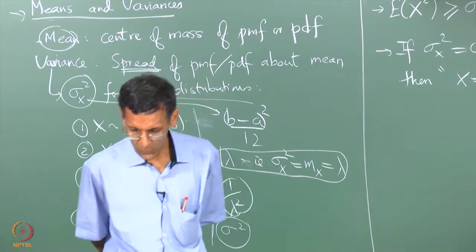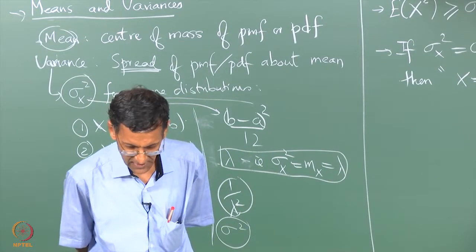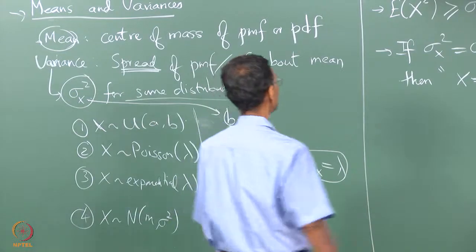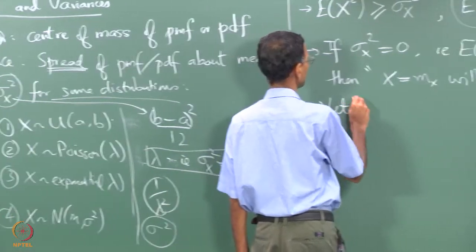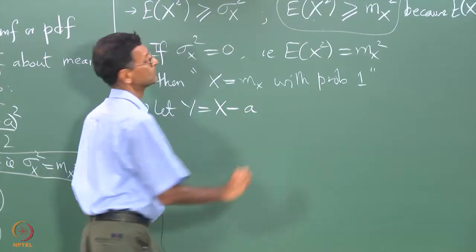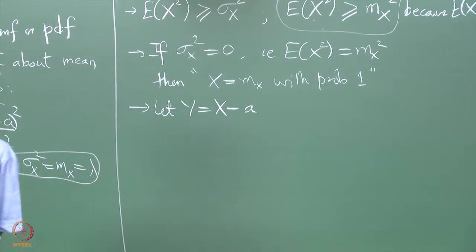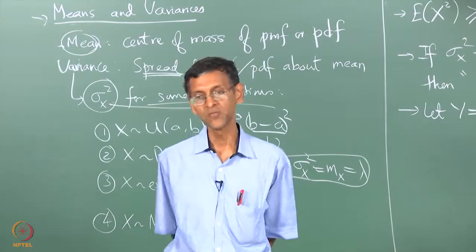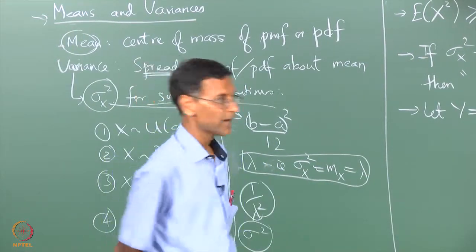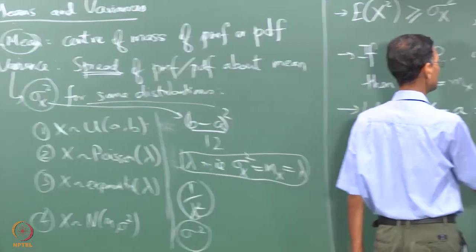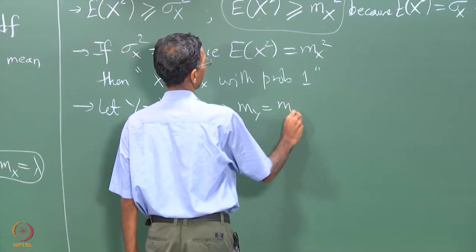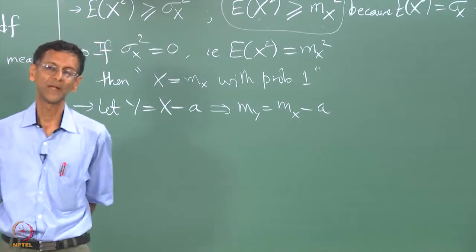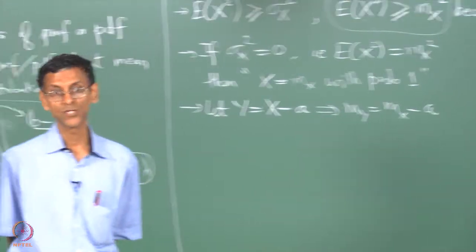Okay, then what else do I want to say right now in terms of summarizing some properties of mean and variance? Okay, let y be equal to x minus a. Supposing I just do a very simple transformation, just do x minus a. So it turns out if I do this, I do not change the variance of x. In other words, this implies that the mean of course will shift, but the variance will remain unchanged.